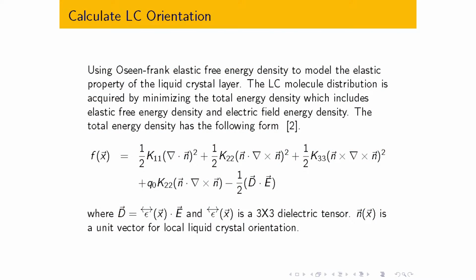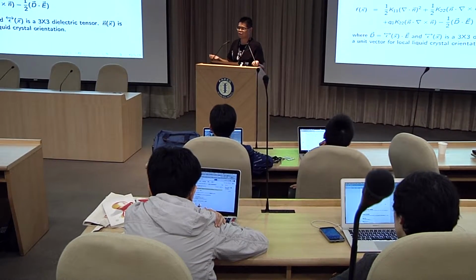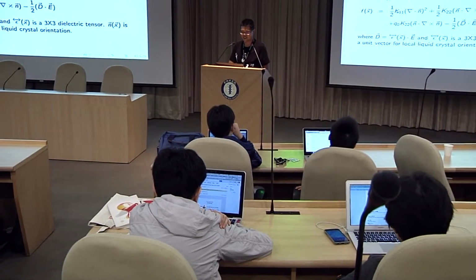This is a free energy called the Oseen-Frank elastic free energy. I regard the liquid crystal layer as a continuous elastic material, and it can be deformed in certain directions. And this formula gives you the free energy density when the liquid crystal layer is deformed. If you have high school physics, you can see this is like kx squared.